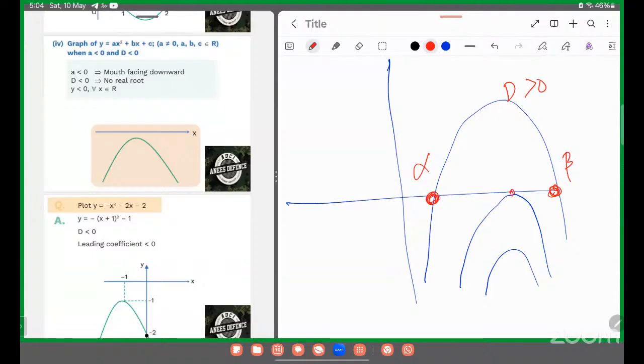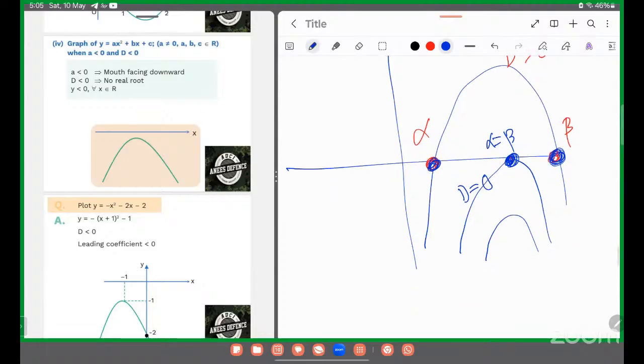Here you can see that it is actually only touching. In the previous case, it is actually intersecting, that means crossing that particular line. Here it is only touching the number line. That means here alpha will be equal to beta. So in this particular case, the value of the discriminant will be equal to 0.